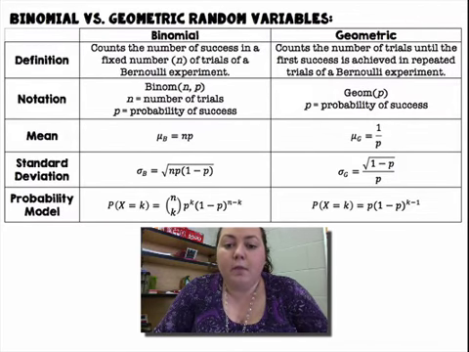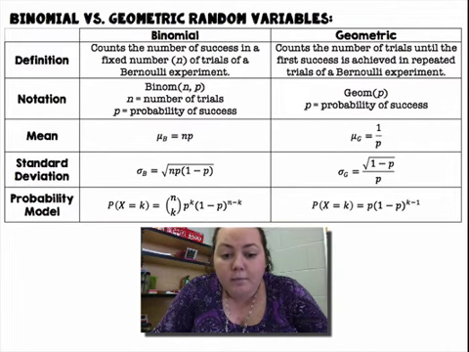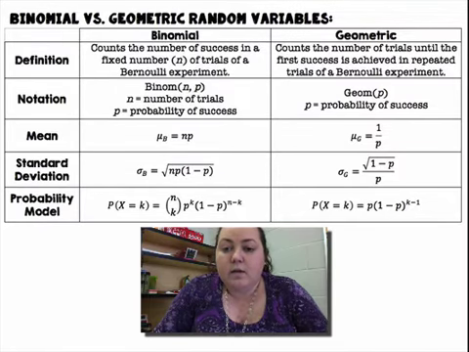And then the probability model. To actually calculate the model without a calculator, for binomial we use this combinations equation. And then for geometric we use that exponential equation there.